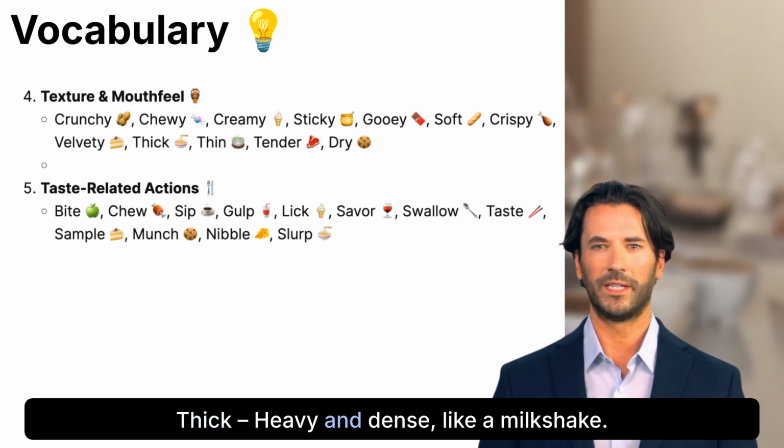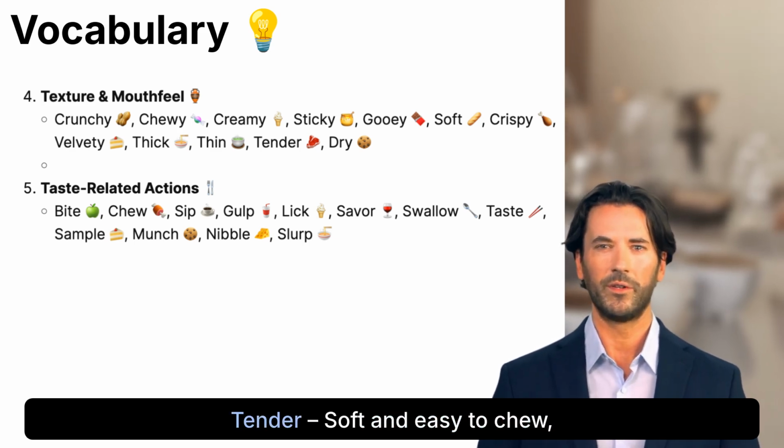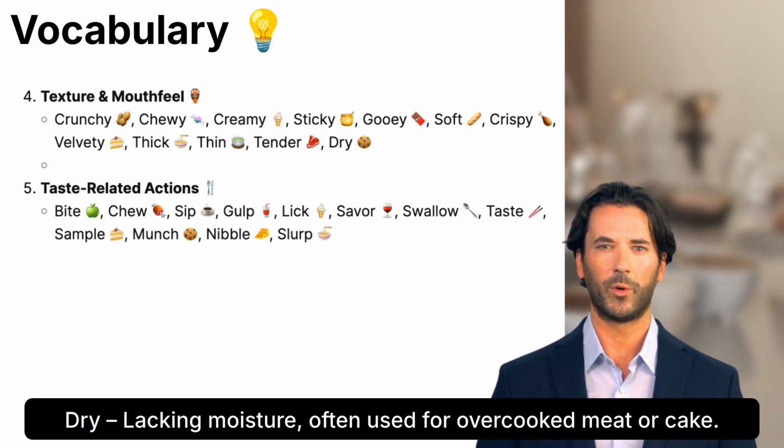Thick, heavy and dense, like a milkshake. Thin, light and watery, like a broth. Tender, soft and easy to chew, often used for meat. Dry, lacking moisture, often used for overcooked meat or cake.